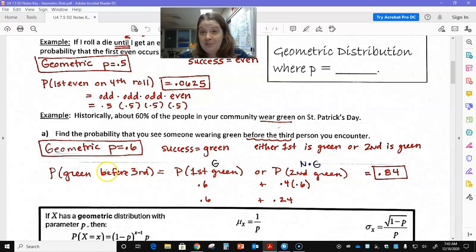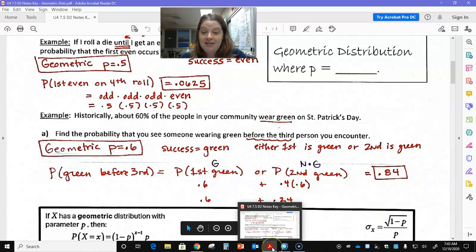So if I was going to do this by hand, the probability I get green before the third person could be the first person wearing green, or the second person wearing green. That would look like not green, green. The first person wearing green would be 0.6. The second person would be 0.4 for the one that's not, times 0.6 for the one that is, that's 0.24, and that gives me that 0.84.